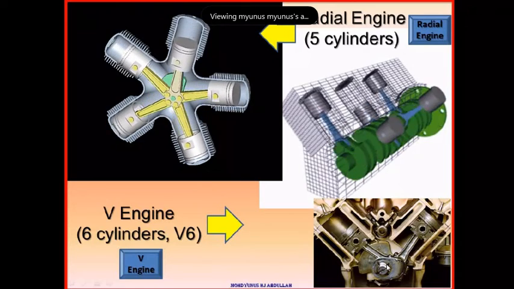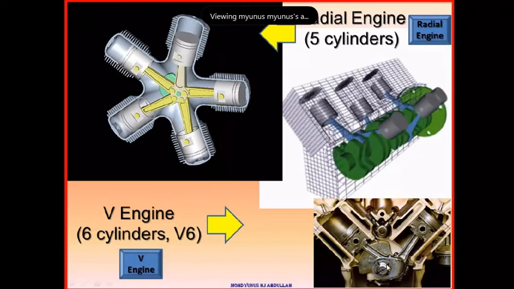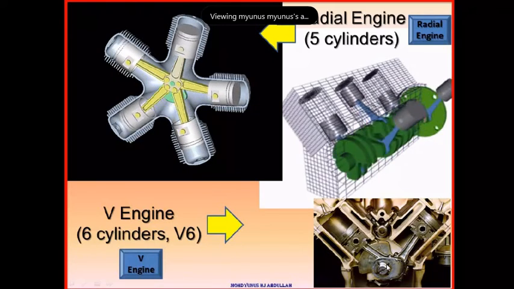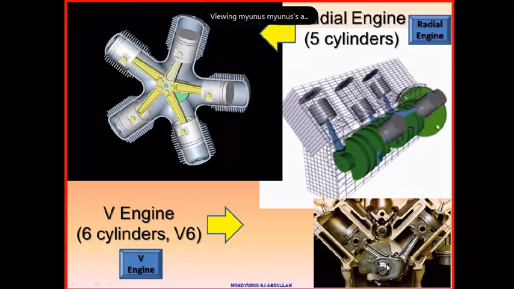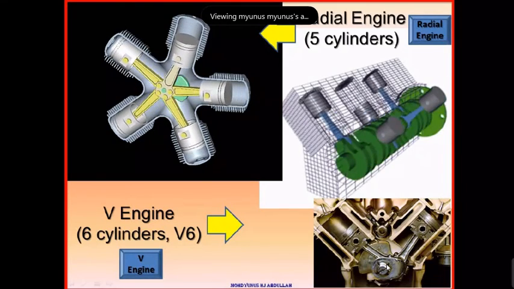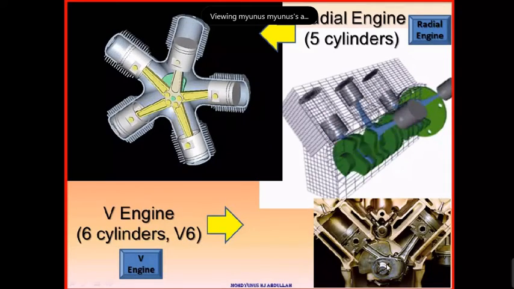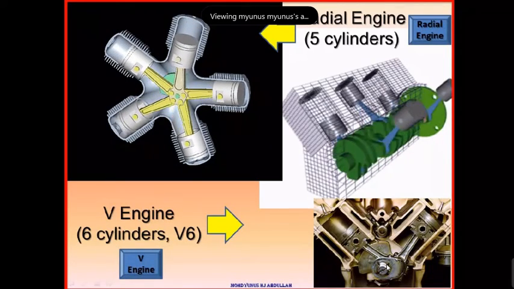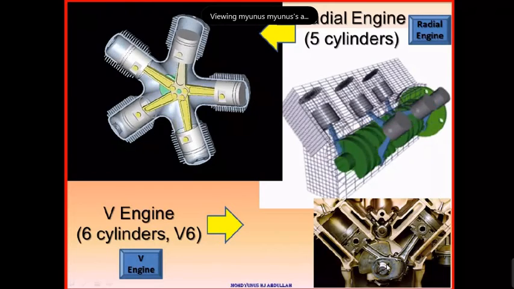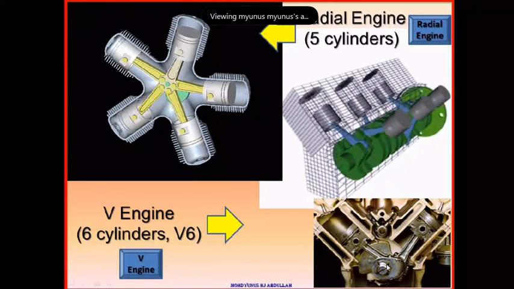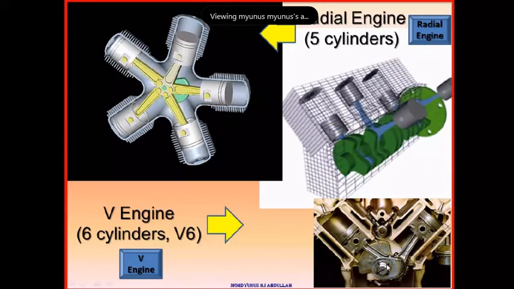If you have 6 cylinders now, how many banks do you have? Can anyone answer me? You have 6 cylinders. 3, yes, you have 3 banks. If you have 12 cylinders, how many banks do you have? 12 cylinders. You have 6. We call it V12, but you have 6 banks. One bank carries 2 cylinders. The position of the crank we will talk about later. So that is the only difference now.